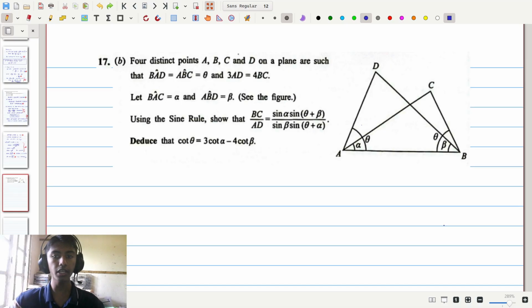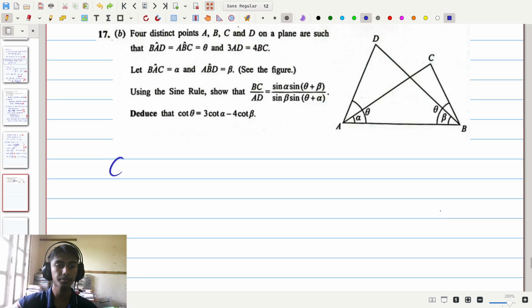Now if we take a look here, we can see that AB is a side that is common to the triangle ABC and the triangle ABD. So therefore, in order to use the sine rule here, we're probably going to have to apply the sine rule to AD and AB, and apply the sine rule to AB and BC, and then use those 2 relations in order to finally establish the relation between BC and AD.